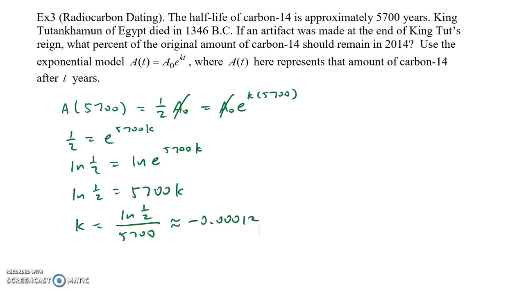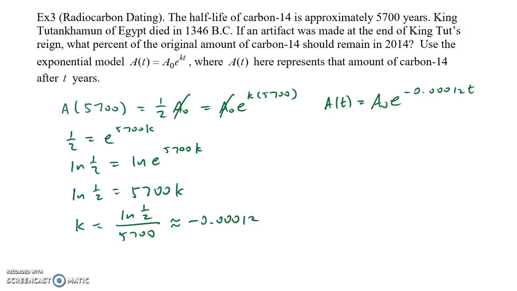Continuing example 3 from the section 4.5 notes, we're attempting to determine the amount of carbon-14 that would be remaining in an artifact from the reign of King Tutankhamun of Egypt. Thus far, by using the half-life of carbon-14, we've determined that the decay constant is approximately negative 0.00012. So at this point our model is A of t equals A0 e to the negative 0.00012 times t.